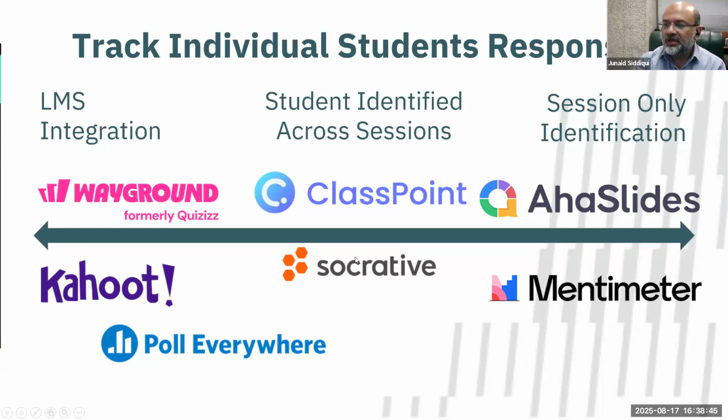Then ClassPoint and Socrative, they do not integrate with any of the learning management systems, but they have a way to identify students across the sessions. While AHA Slide and Mentimeter only allow identification within a session. So, these tools do vary in terms of how much you can track student activity.